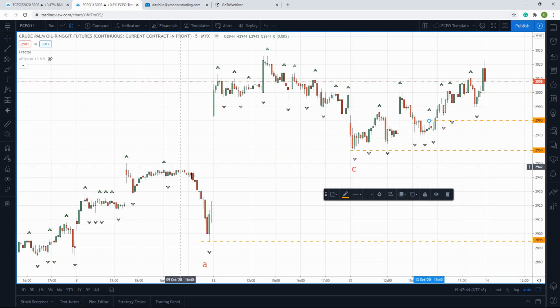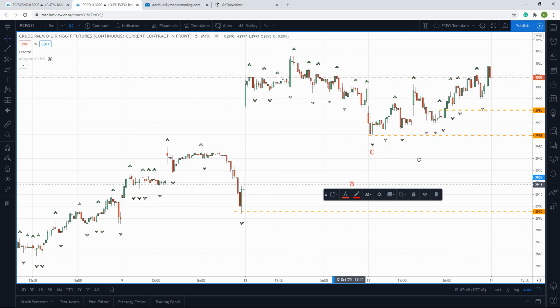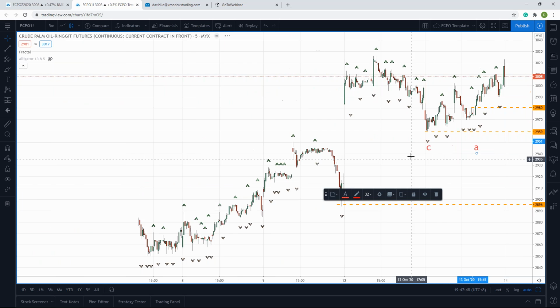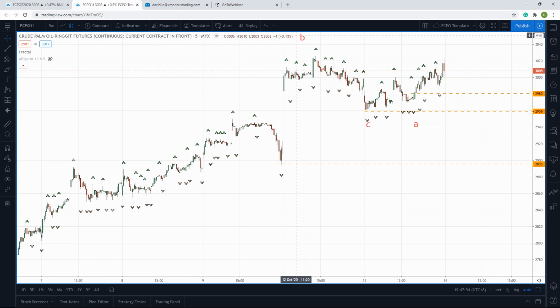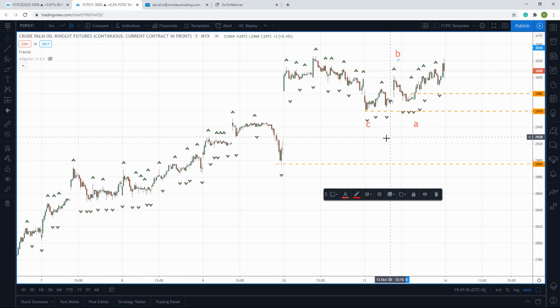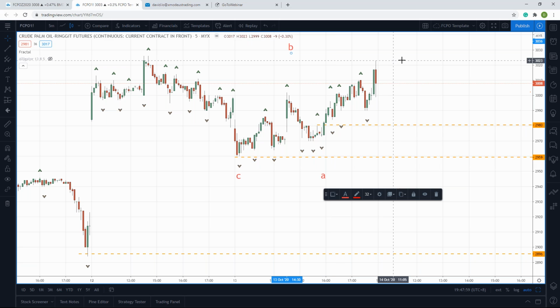Where can I find my ABCs? A, where's my B? My B's gone up here. Let me bring down the B so that you can see it a bit more clearly. Over the last couple of fractals, it was on the up. So you have A here, and then you had a B here, and then you had a C over here.